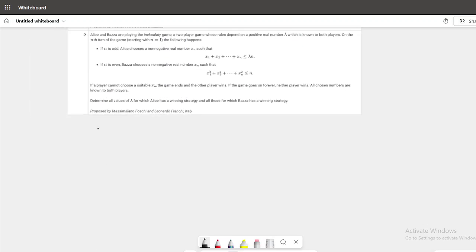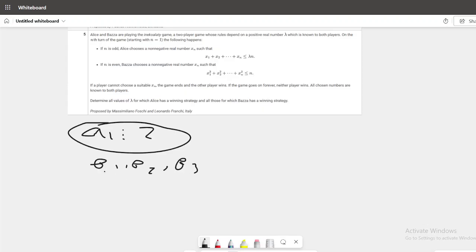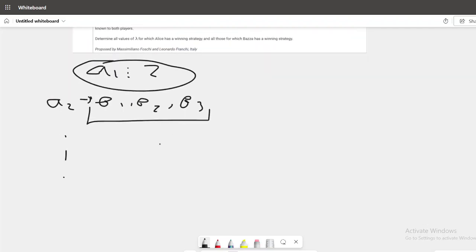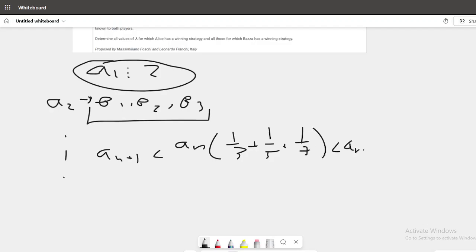Okay, now first I claim that a1 needs to be divisible by 2. If it isn't, then its largest three proper divisors, call them b1, b2, b3, will all be odd if a1 is odd. So a2 will be odd, and so on. Everything will be odd. But it's a contradiction because a_{n+1} is less than a_n times (1/3 + 1/5 + 1/7), and this is less than a_n. So it will be a strictly decreasing sequence, which is a contradiction.